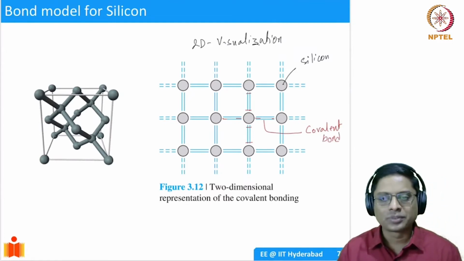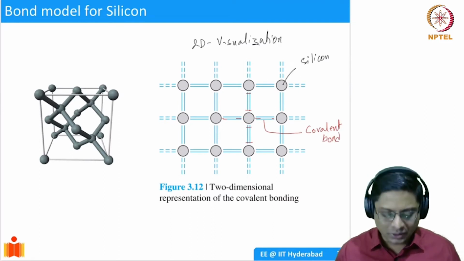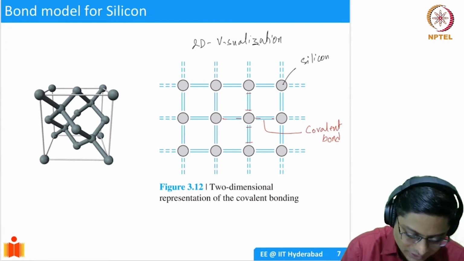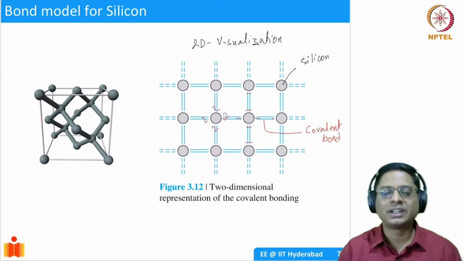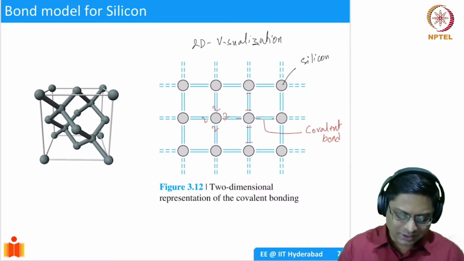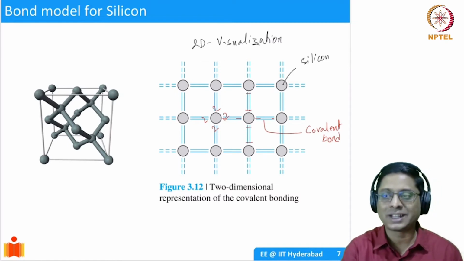Once this covalent bond happens, because of the sharing, you see that each atom of silicon has 8 electrons. For example, if you count here, there are 2 lines here, 2 lines here, 2 lines here, 2 lines here. So each atom of silicon has 8 electrons, so it is in a stable configuration. This is a simple 2D visualization. It is not the exact picture. For the exact picture, you have to talk about the diamond lattice.